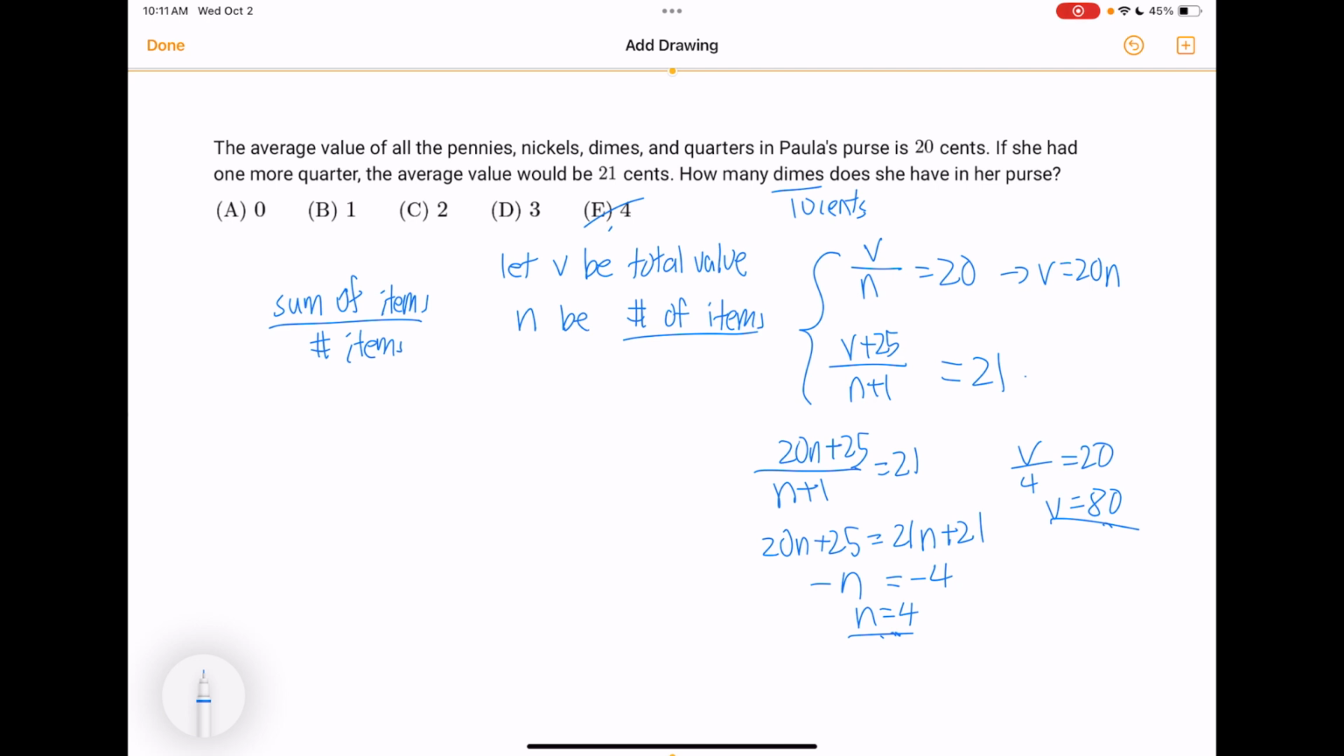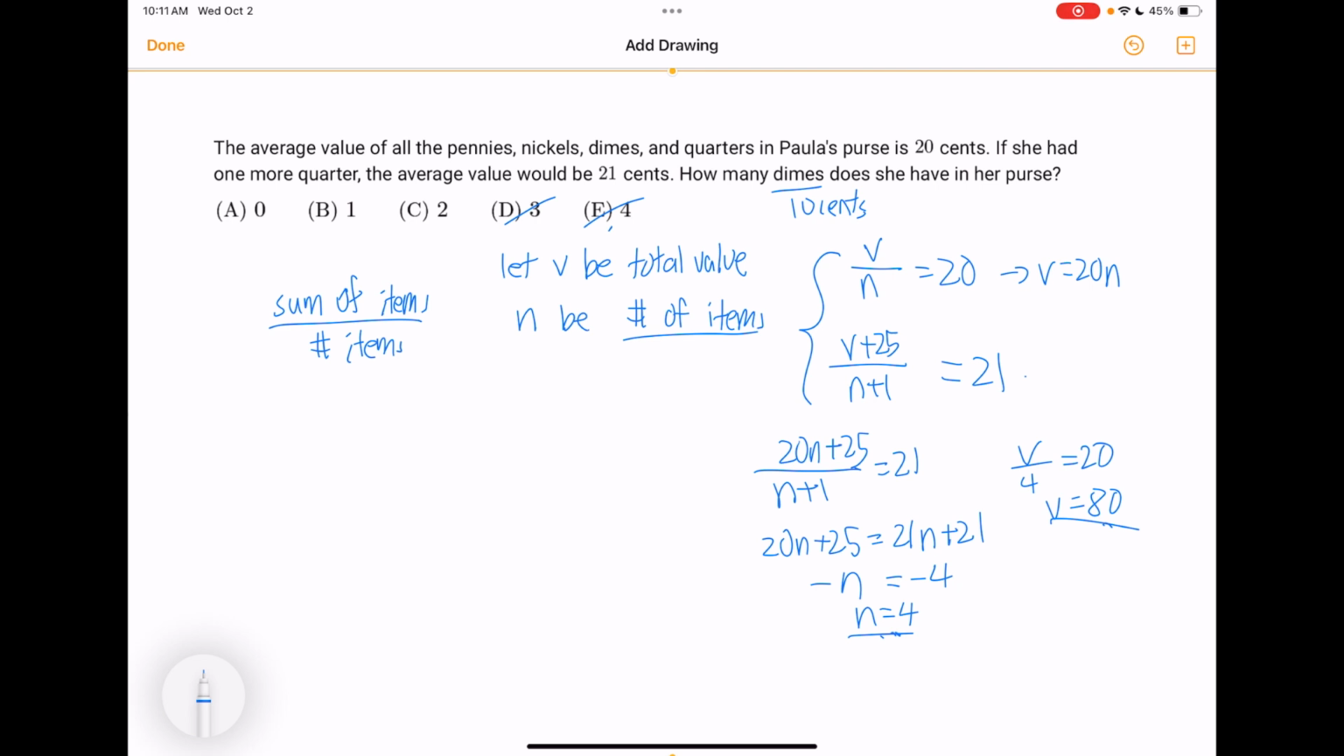And then we can try 3. 3 times 10 is 30. 80 minus 30 is 50. There is not one coin that has a value of 50 cents by itself. The maximum is a quarter, which is 25 cents. So we can eliminate D.